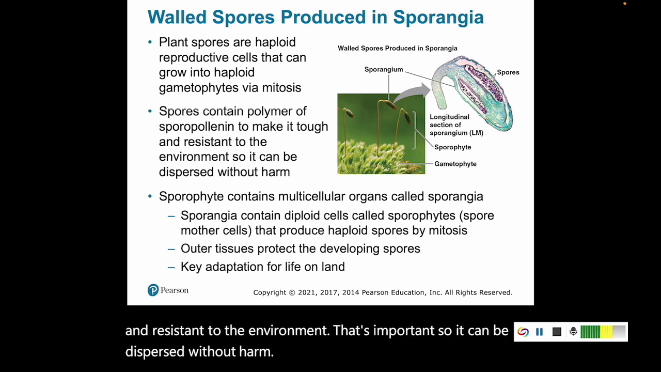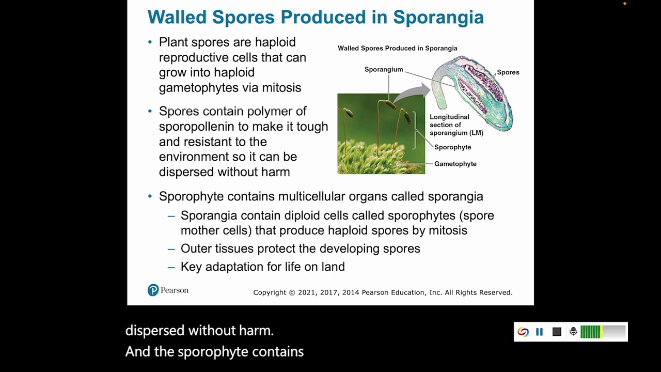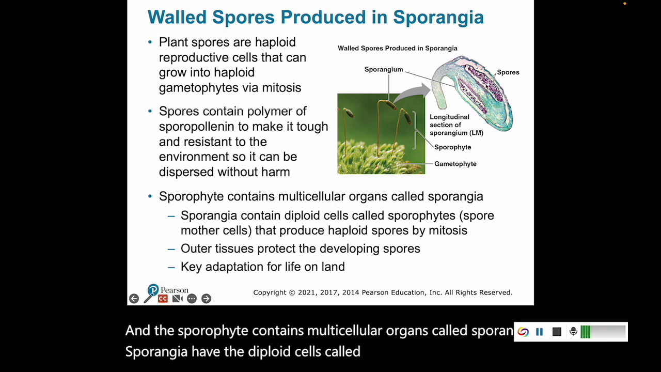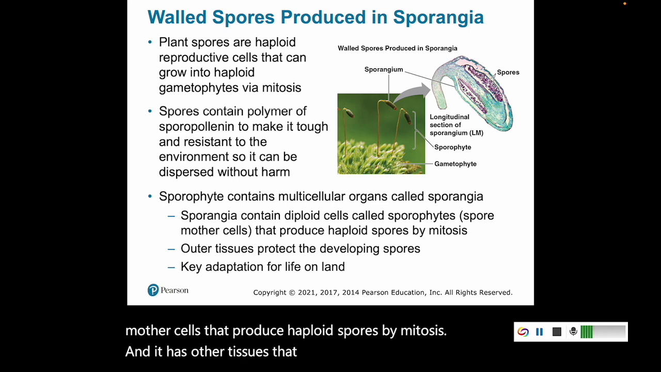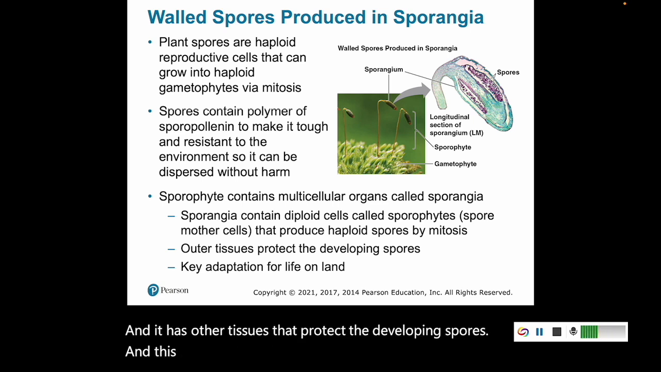And the sporophyte contains multicellular organs called sporangia. Sporangia have diploid cells called sporocytes, or spore mother cells, that produce haploid spores by meiosis. And it has other tissues that protect the developing spores. And this is a key adaptation for life on land.